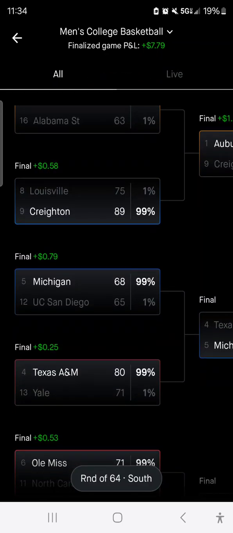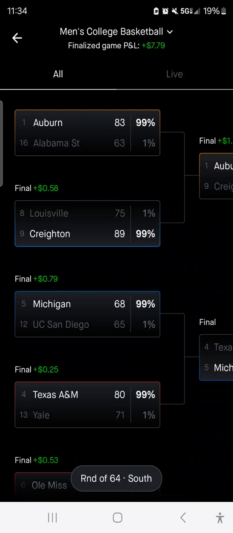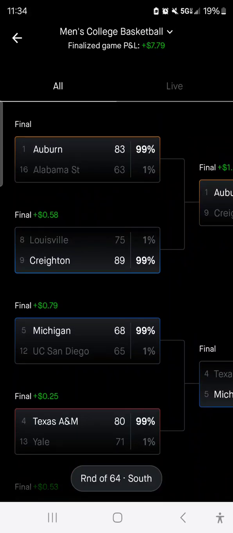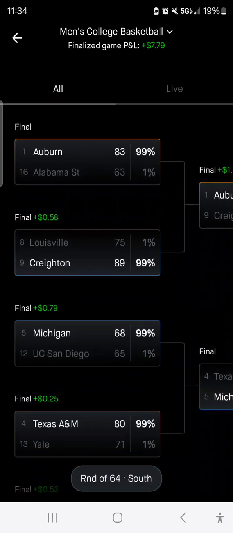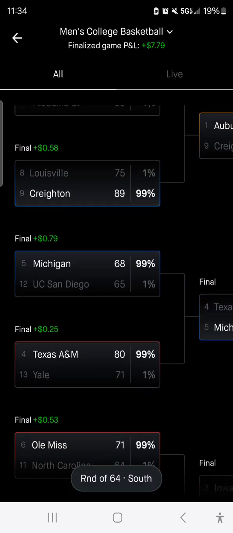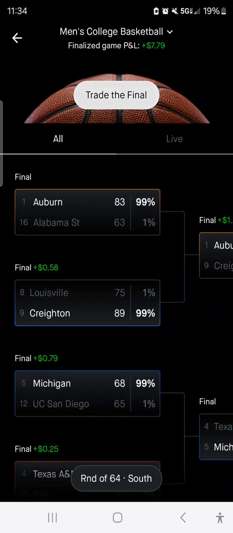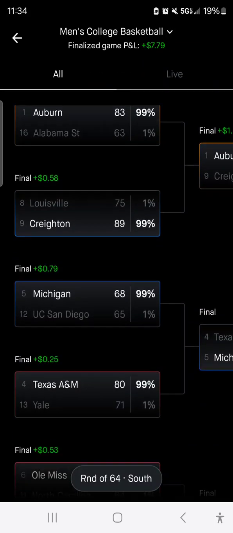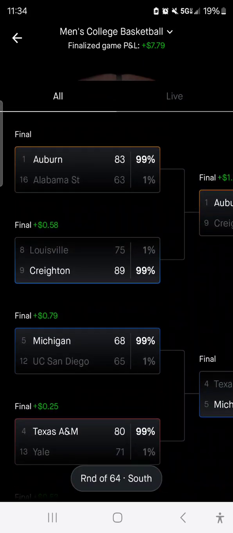Also, what I've basically been doing regarding this, I've mainly been going over the heavy favorites, and of course once it's already over, it goes to 99 to 1. So the contracts are pretty much worthless if you pick the wrong ones. So I'm just going over the ones that I've picked.